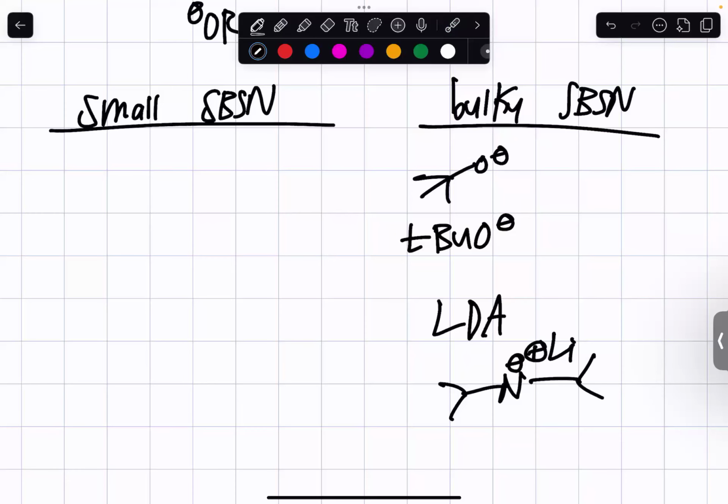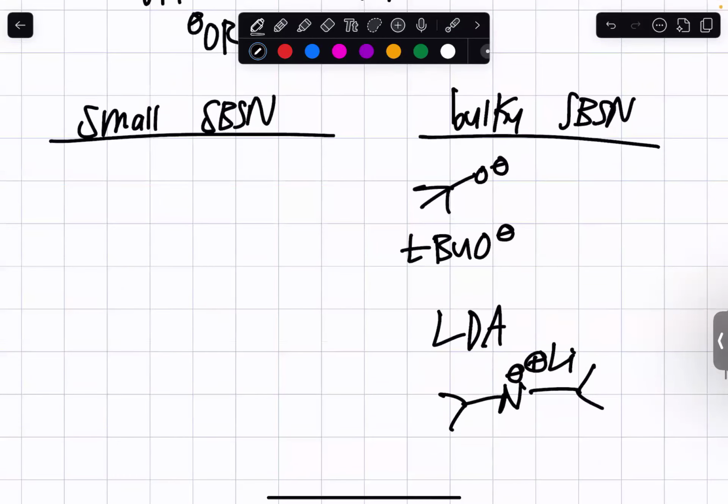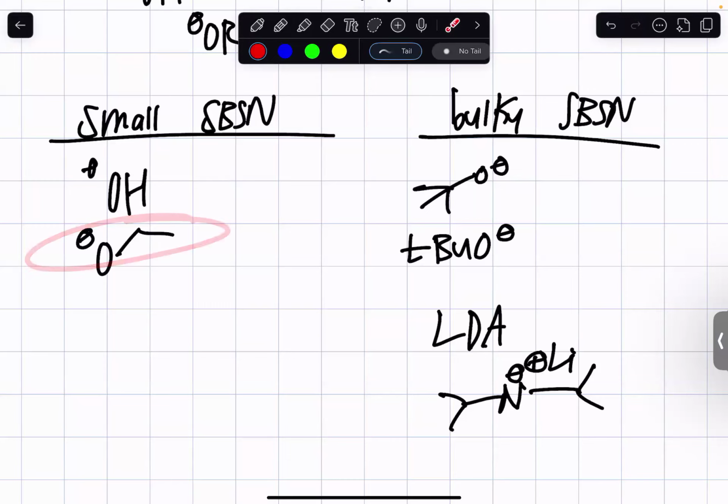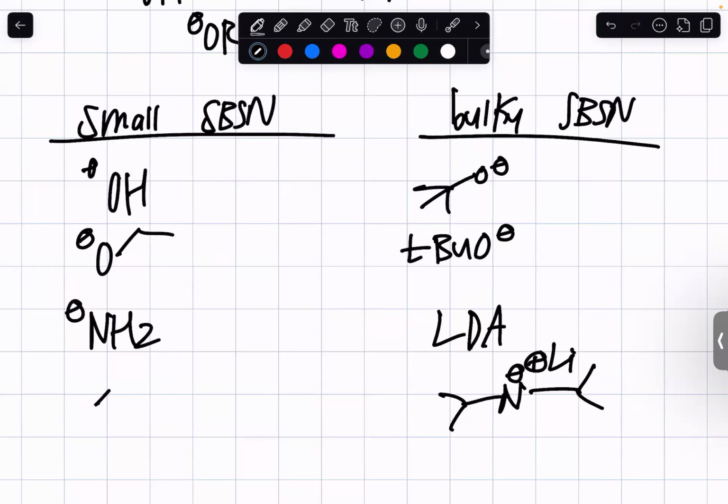Everything else that you see with negative charge on oxygen or nitrogen would be a small, strong base, strong nucleophile, like hydroxide ion. It could be ethoxide ion. That's going to be Helix's favorite small, strong base, strong nucleophile. Like he's going to draw this a lot. Ethoxide ion, right? You could see this NH2 minus, or NH minus like that. These right here are small, strong base, strong nucleophiles.